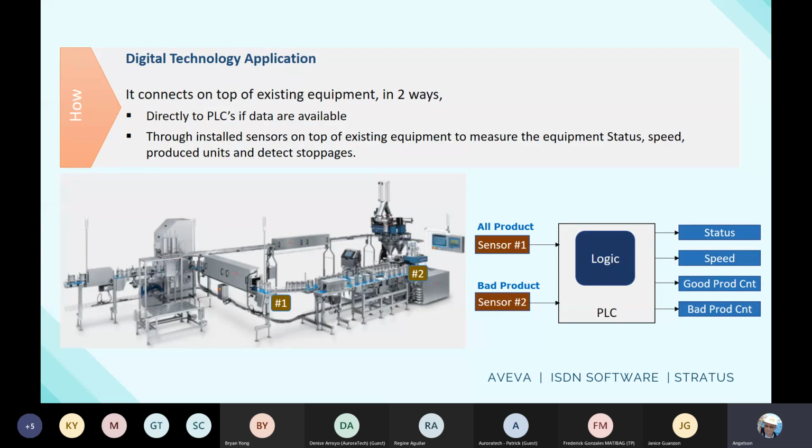So this is how the application works. It connects on top of our existing equipment in two ways. First, it can connect directly with our PLC to get the data from there, or it can be connected through sensors on top of the existing equipment to measure equipment status, equipment speed, produced units, and even detect stoppage. In this diagram, we can see that the sensor from the production line is directly connected to our PLC, and from there the PLC generates these parameters to be fed into our Digital OEE solution.